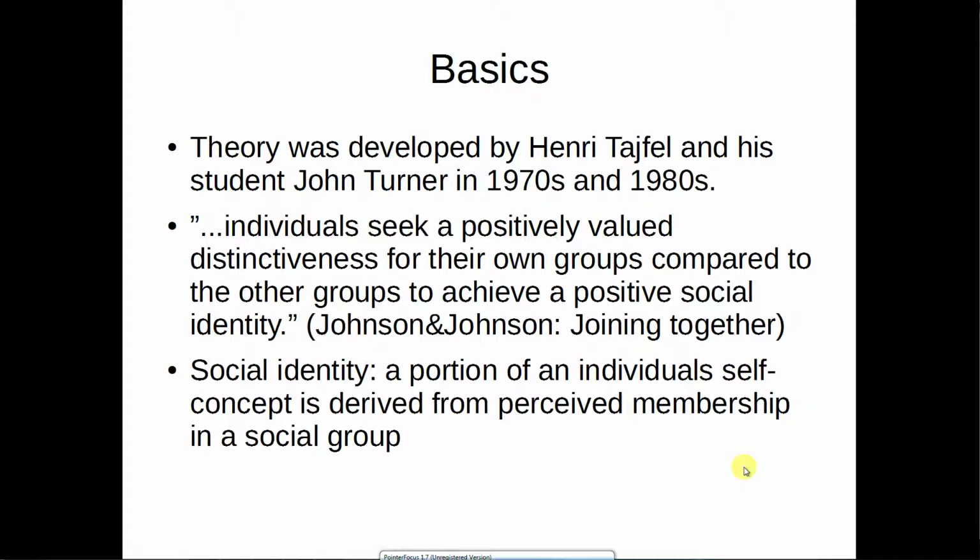The theory is based on the hypothesis that individuals seek a positively valued distinctiveness for their own groups compared to the other groups to achieve a positive social identity. Social identity means an individual's knowledge that he or she belongs to certain social groups and that the groups have emotional value to the individual. Or, in other words, social identity means that portion of an individual's self-concept that is derived from perceived membership in a social group.